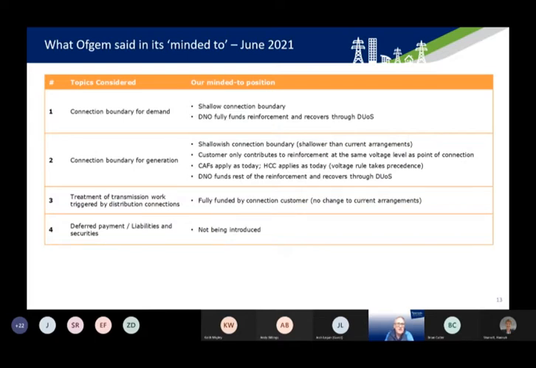Point 3 was about where there were charges on the transmission network that were being passed down to the DNO. The proposal was to retain that, and they would be fully funded by the connecting customer that was connected to the distribution network. So effectively no change to the existing arrangements. And then the last bit of the work that they did, they had looked at having deferred payments or introducing liabilities and securities as happens in grid, but they proposed not actually introducing those. So that was where they got to in June.